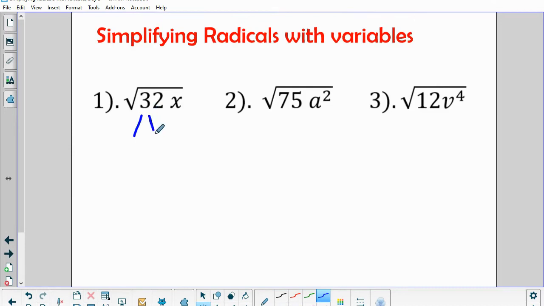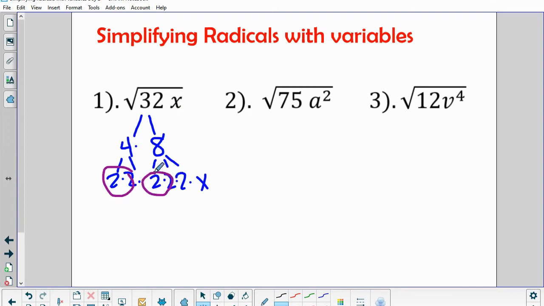So 32, we know we can break that down into 4 times 8, or 2 times 2, and I happen to know that 8 breaks down into 2 times 2 times 2. And then you bring down the x on the end. All right, so I circle all the pairs of 2's that are under that particular problem. I've got 2 2's here, 2 2's there, and that's all that's left. So I take out one of each of those 2's. So in front of the radical sign, I'm going to have a 2 times 2, and inside the radical, I'm going to have this 2 and x left.